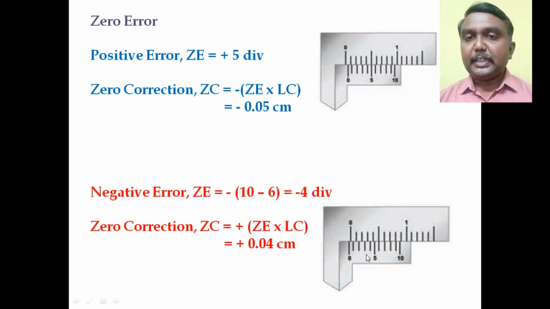Here, we have a negative error, because the vernier 0 is below the main scale reading 0. If it is a negative error, we use the formula: minus (10 minus the particular coincidence). Here the sixth division is coinciding, so 10 minus 6 gives minus 4 divisions as the negative error. The correction is calculated with the plus sign and this value, so we have plus 0.04 centimeter.